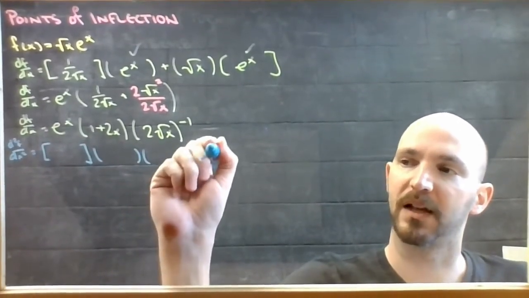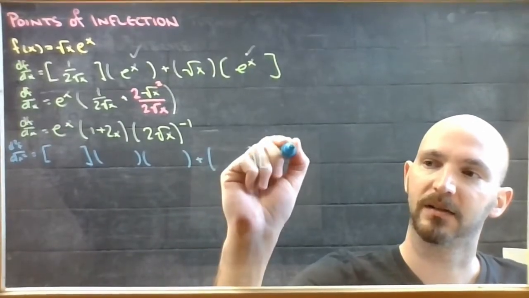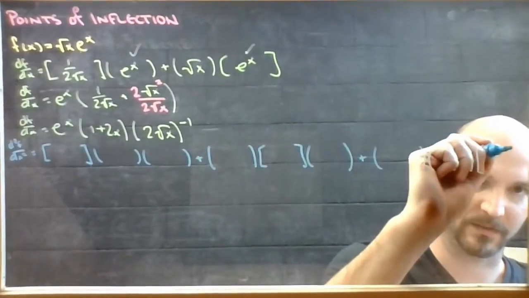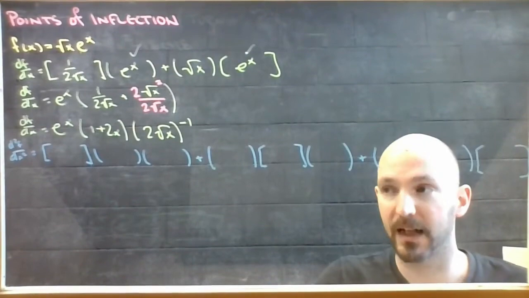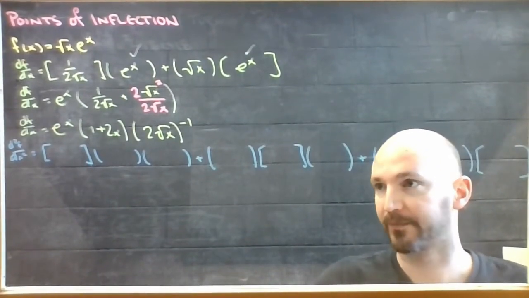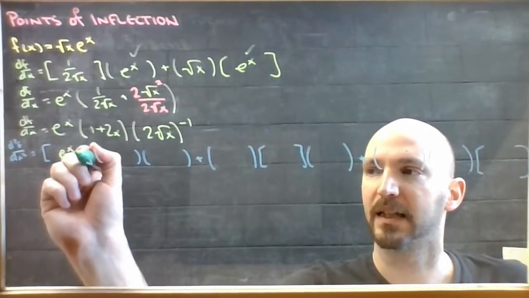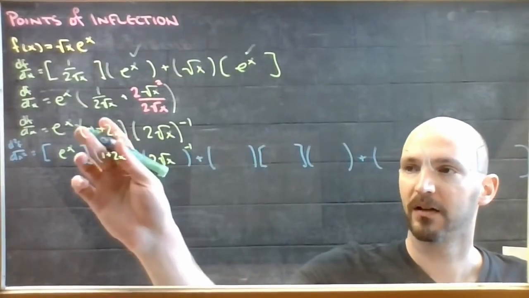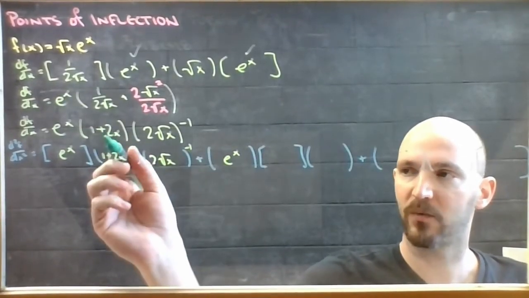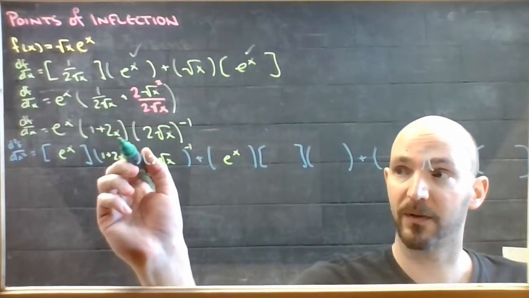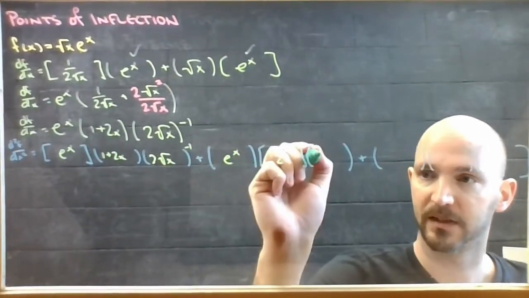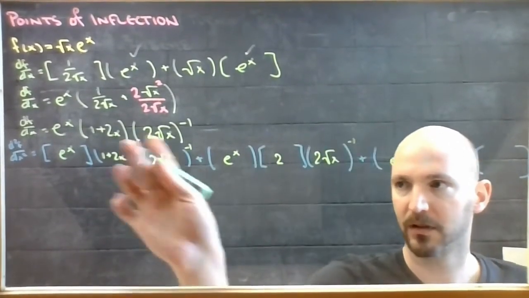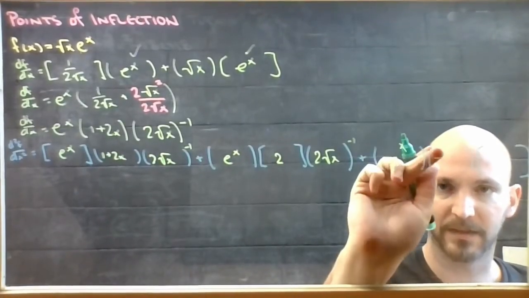So d2f by dx squared is going to be derivative of the first, leave the next 2 alone, plus first, derivative of the second, leave the third, plus leave this alone, derivative of this one. And my big fat head is going to get in the way, but that's alright. Derivative of an e to the x is an e to the x. Leave this alone, leave this alone. Derivative of 1 plus 2x, that goes away, and the derivative of 2x is just 2. Leave this alone. E to the x, leave it alone. 1 plus 2x, leave it alone.